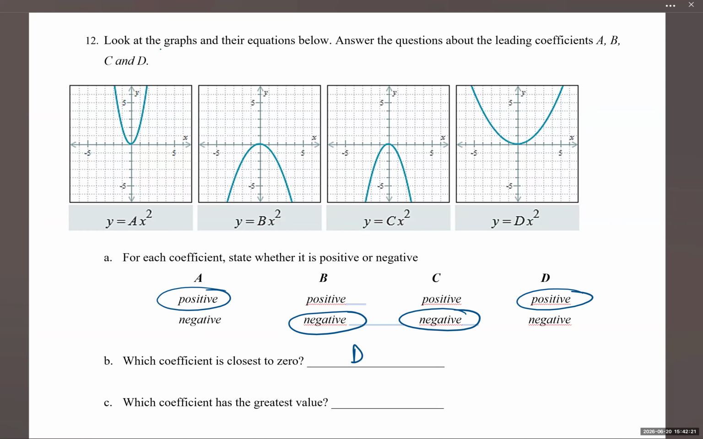Which coefficient has the greatest value? Well, on this one, we do have to take into account whether it opens up or down. When it opens up, the leading coefficient is positive. When it opens down, the leading coefficient is negative. Positive numbers are bigger than negative numbers. So we immediately eliminate B and C because they open down, they're negative. So it's between A and D. Now, the bigger the number in front of x squared, the skinnier the graph. So this one would be the skinniest upright graph, which is A.